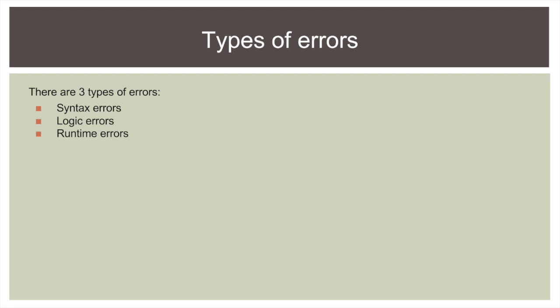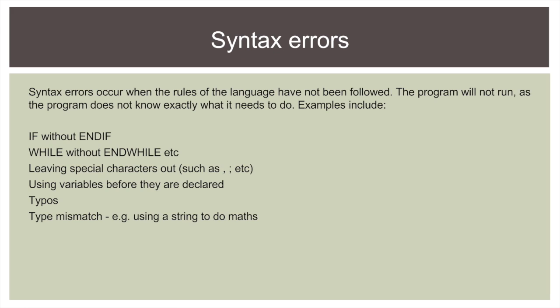So, with errors, there are three types of errors. We have syntax errors, logic errors, and runtime errors. Syntax errors occur when the rules of the language have not been followed. The program will not run as the program does not know exactly what it needs to do. Examples include ifs without end ifs, whiles without end whiles, typos, leaving out special characters, etc.